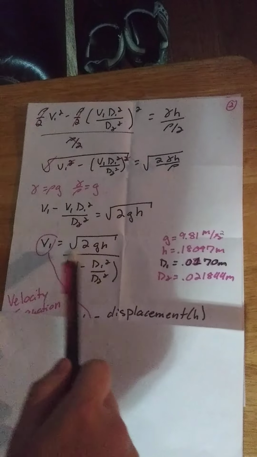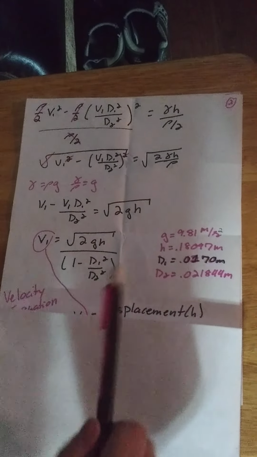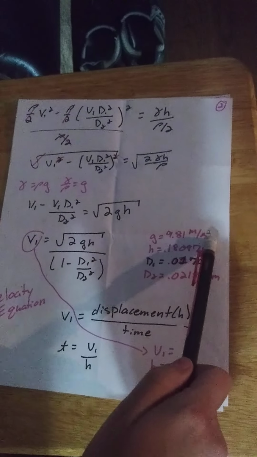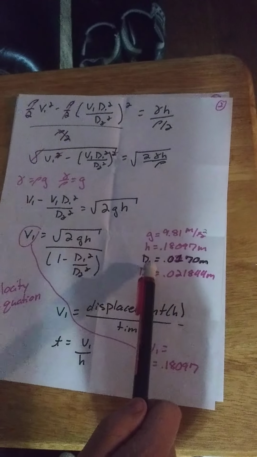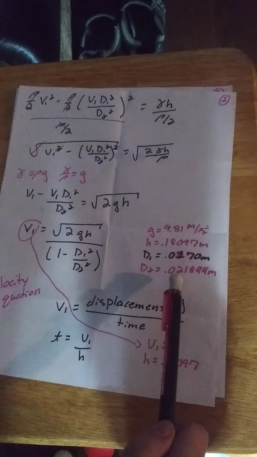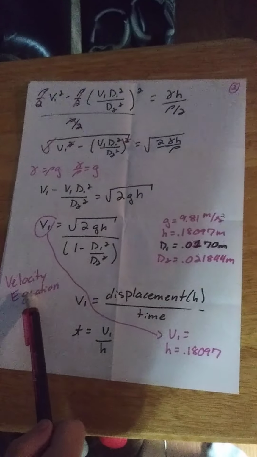So V1 is equal to the square root of 2gh over 1 minus D1 squared over D2 squared, where gravity is 9.81 meters per second squared. The height is 0.18097 meters. Diameter 1 is 0.0170 meters. And diameter 2 is 0.021844 meters.